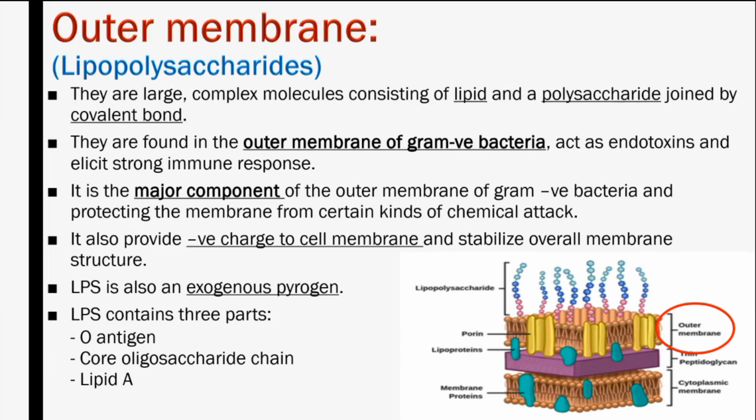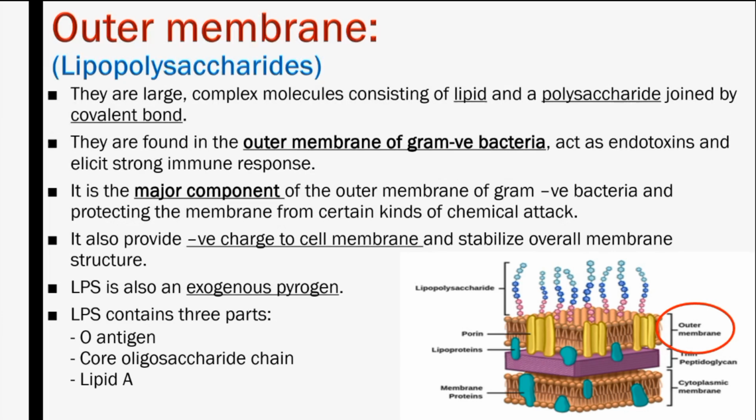Lipopolysaccharides. They are large, complex molecules consisting of lipid and a polysaccharide joined by covalent bond. They are found in the outer membrane of gram-negative bacteria, act as endotoxins, and elicit strong immune response.